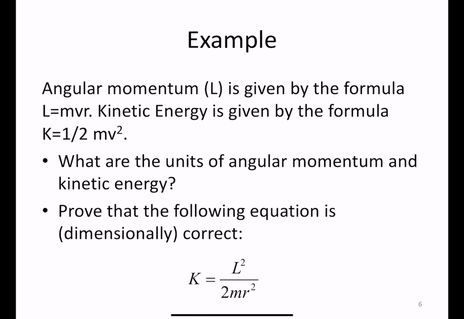Prove that the following equation is dimensionally correct. So kinetic energy is equal to L square divided by 2mr square. This is one of the advantages of dimensional analysis. You can often check whether an equation is correct or not, even if you know absolutely nothing about that equation. Even if you don't know what the quantities stand for, if you know what their dimensions or units are, you can figure out whether the equation is correct. So what we have to verify here is that the right hand side of this equation has the right units, because it's equal to kinetic energy, so the units should be the same as joules.